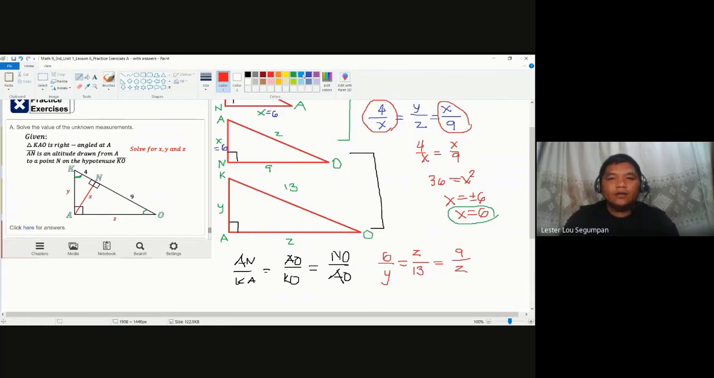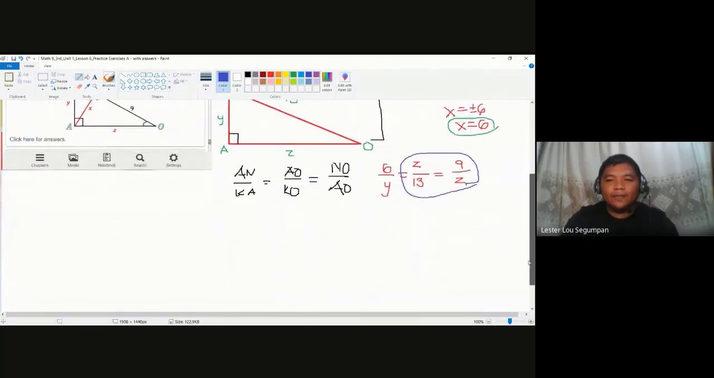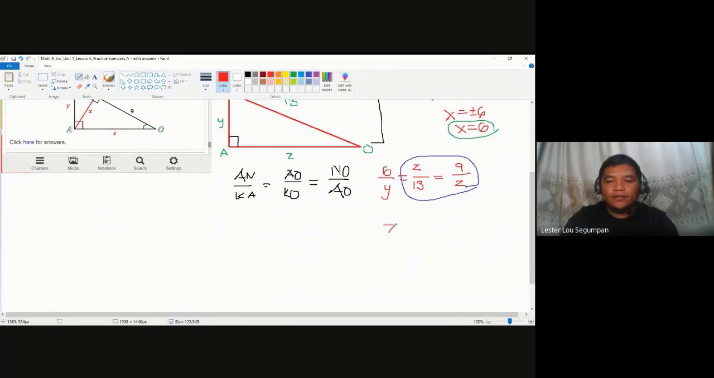As you can see, we can use this ratio to solve for z. So we were just going to wait for y later. Okay, we are going to use that for z. So to do that, you have z squared is equal to 9 times 13. Let me just write it this way so it would be easier for us. Because when we take the root of both sides, we'll have positive, negative, square root of 9 times 13.